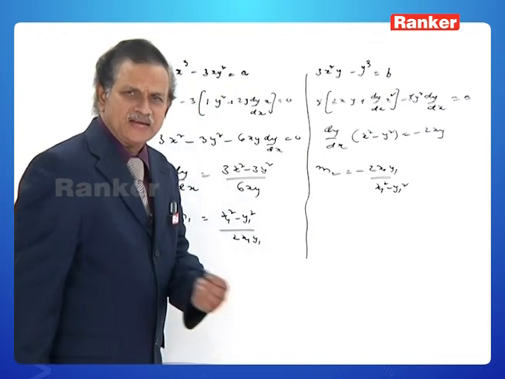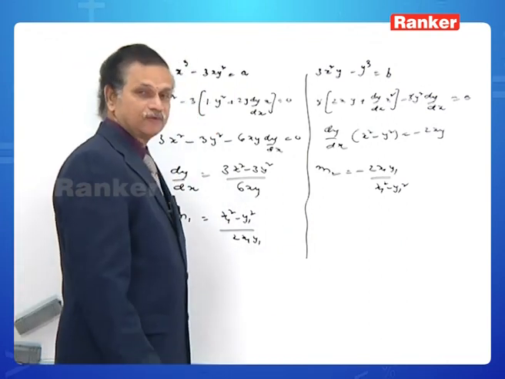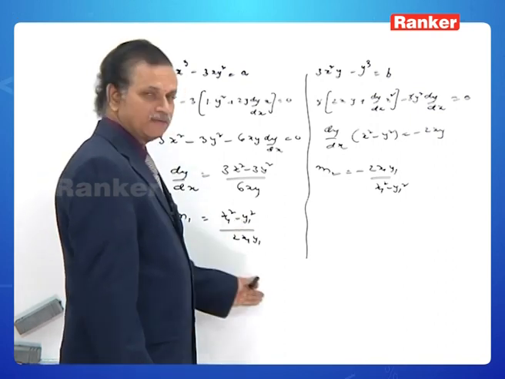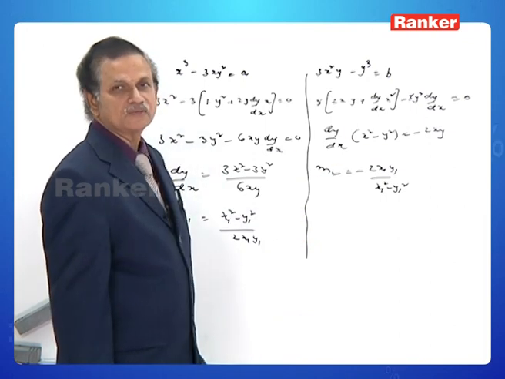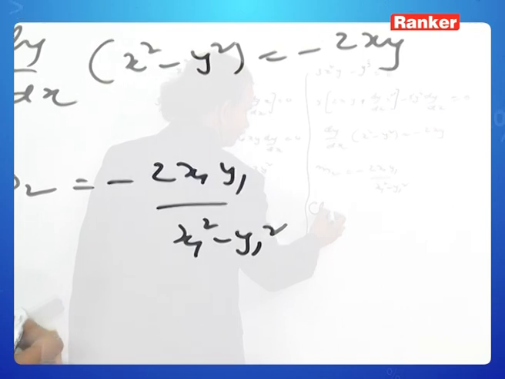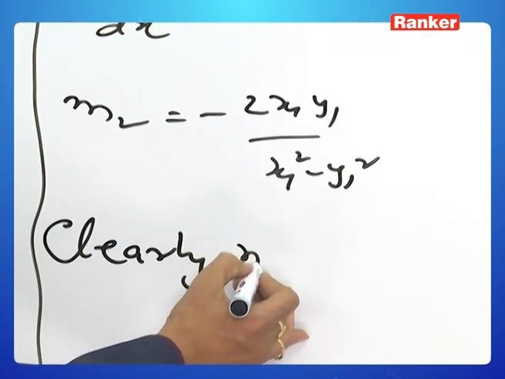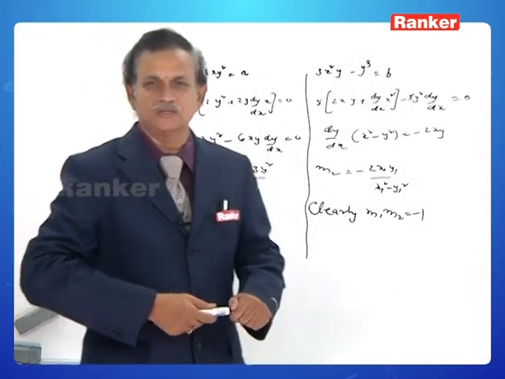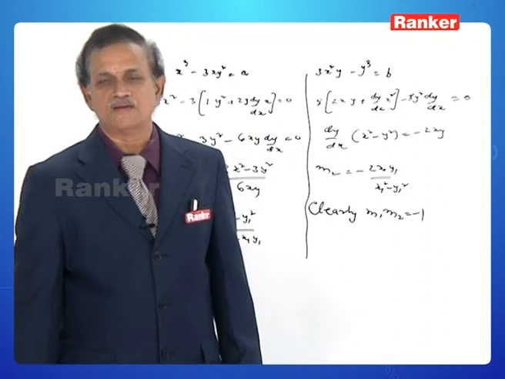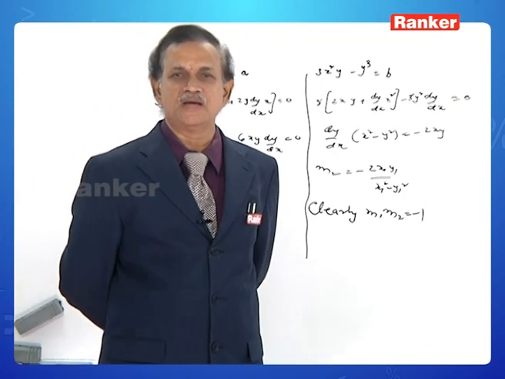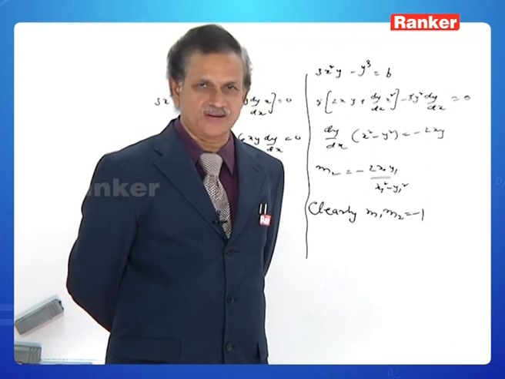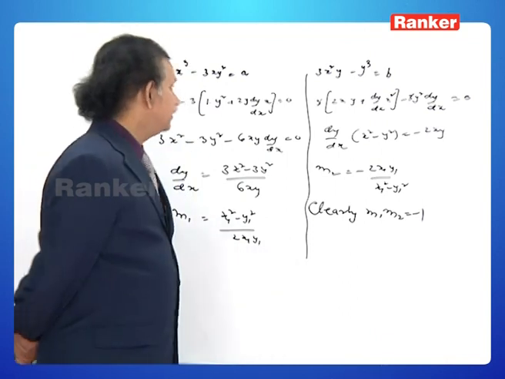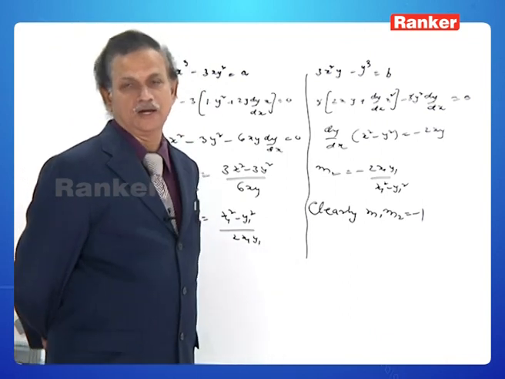And it is a very easy matter to see that m1, m2 is simply minus 1. x1 square minus y1 square by 2x1, y1 and minus 2x1, y1 by x1 square minus y1 square. Clearly, m1, m2 is equal to minus 1. The product of the slopes of the two tangents at one of the points of intersection, that is x1, y1, is minus 1. Therefore, the two tangents are at right angles. So, the angle of intersection of the two curves is 90, or simply they are orthogonal.